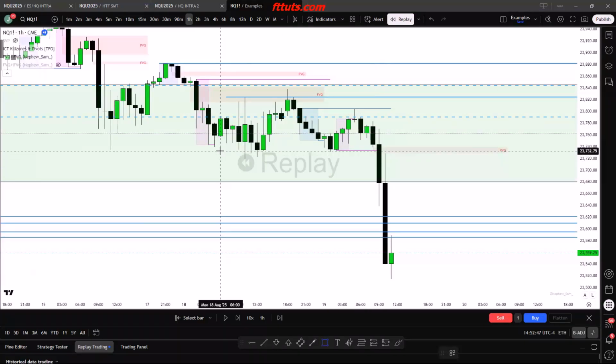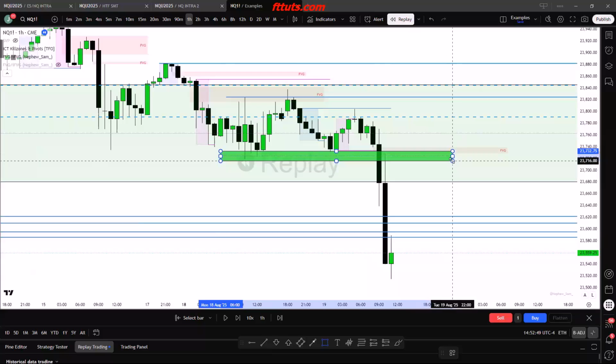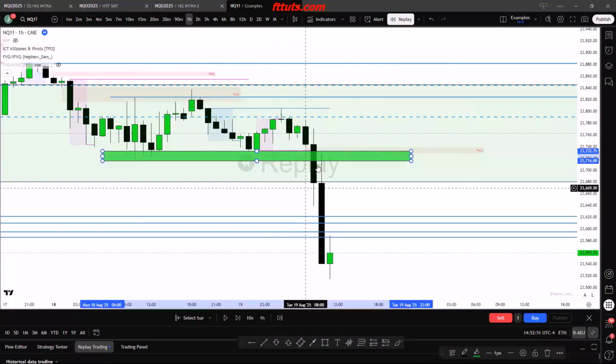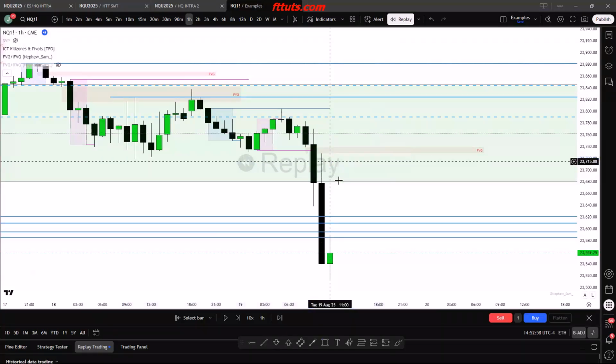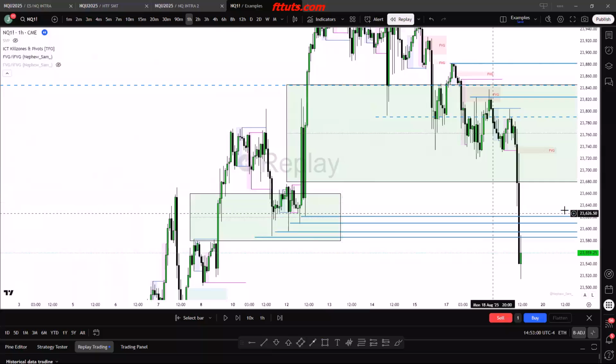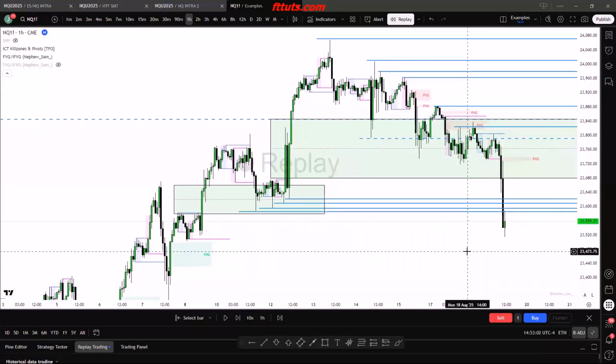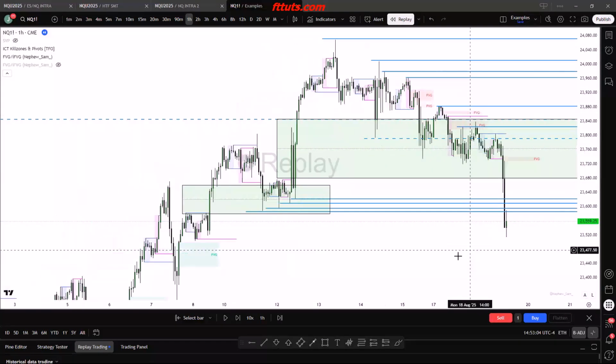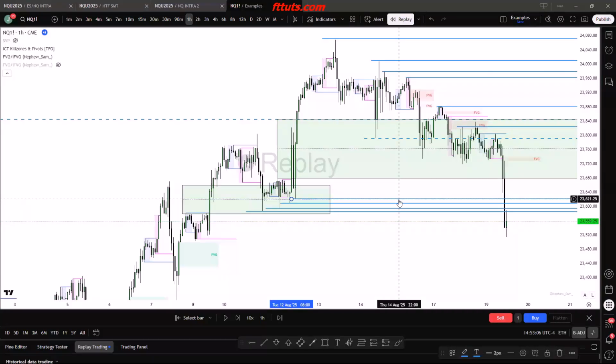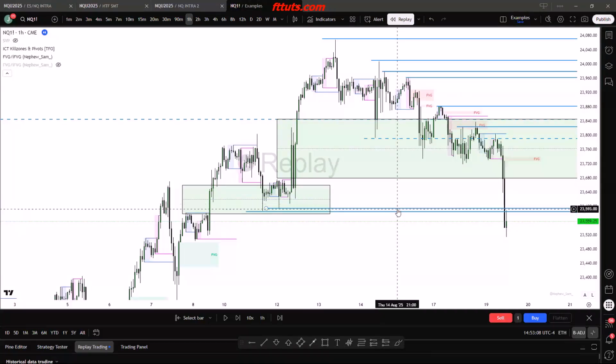And for all you broken support becomes resistance guys, that's a basic concept, right? That's a confluence concept. Okay, so now we have a bias. Okay, we continue, but now all of these liquidity levels have been taken out, right? So they're gone.